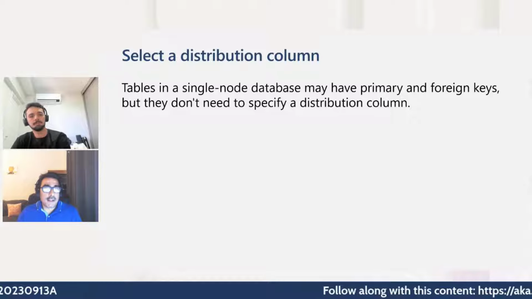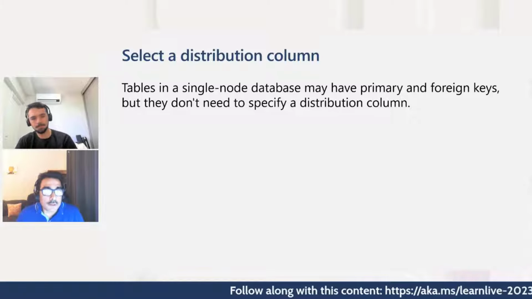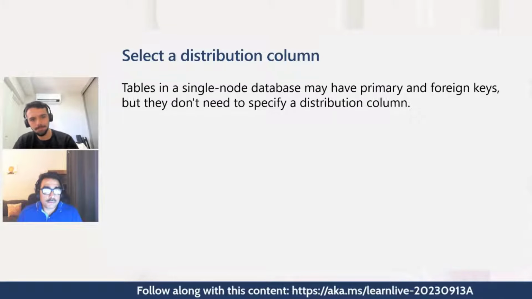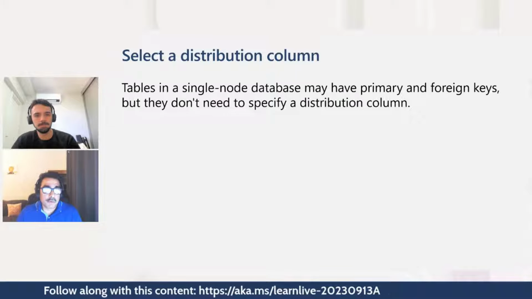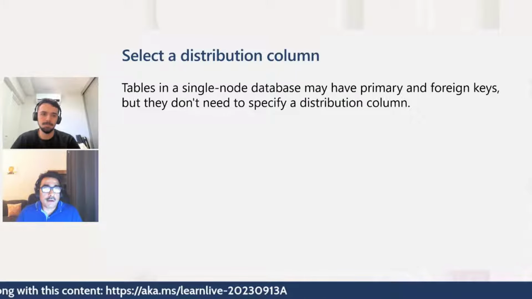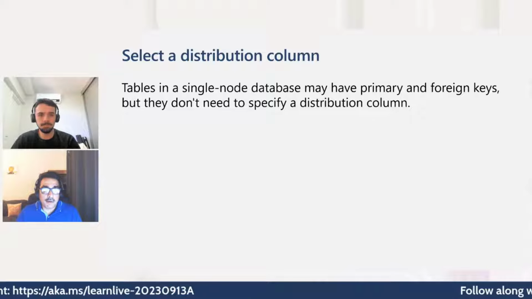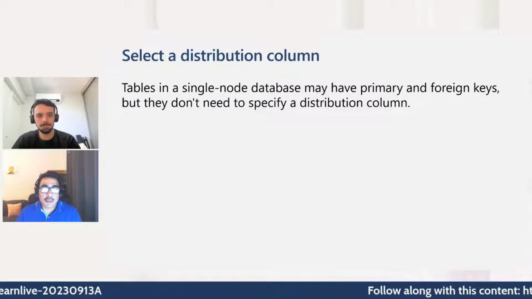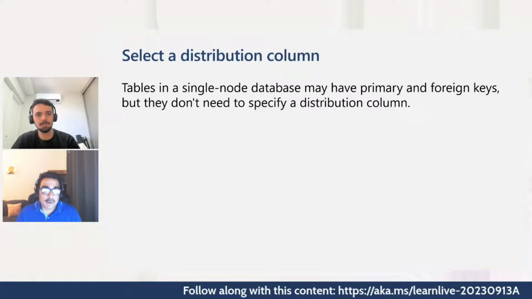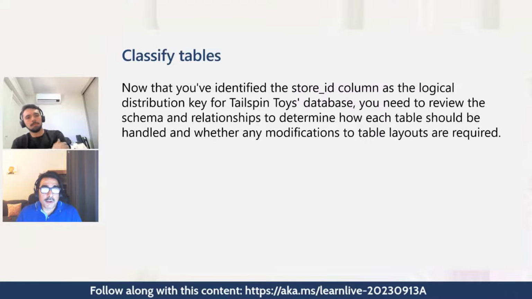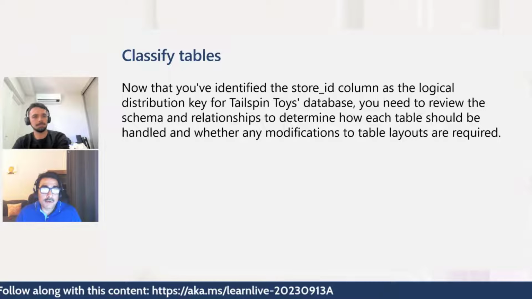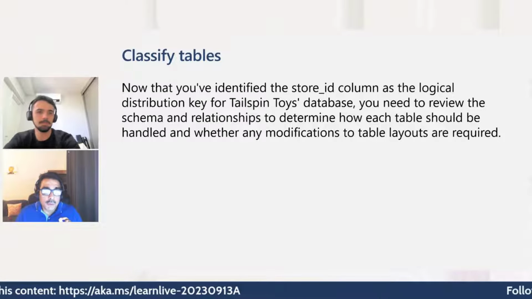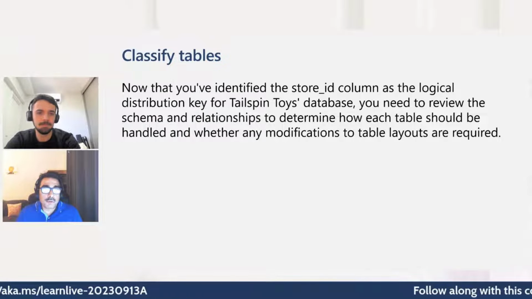The first and primary thing is to choose a distribution column. That's very critical. You have to really understand the data and also understand the queries being submitted by the application and by the end users. And basis that, you're going to choose what should be your distribution column.